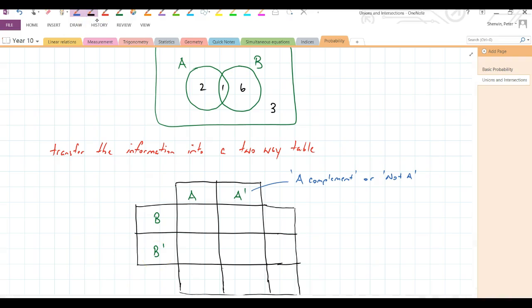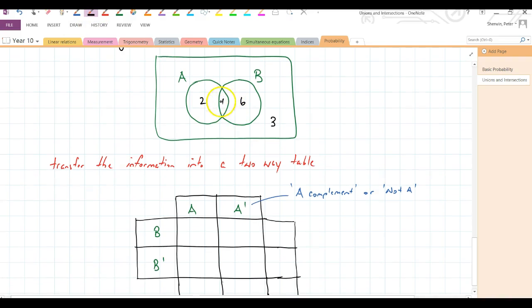Okay, so let's go to what we've got here. Let's again work from the center. Always a good idea to work from the center out. So what this square here represents is A intersection B. That just got a little 1 in there. So this square here is A intersection B.